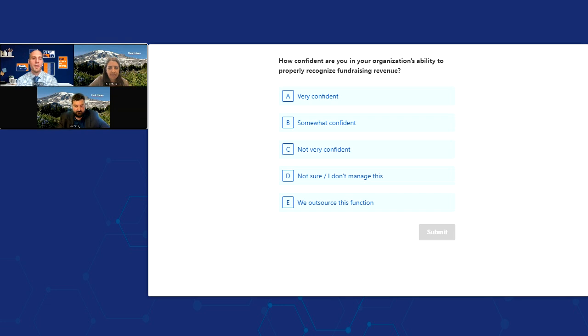And time for our first poll. How confident are you in your organization's ability to properly recognize fundraising revenue? Very confident, somewhat confident, not very confident, not sure, I don't manage this, or we outsource this function. And Joe and Sarah, generally, how confident are your clients in recognizing fundraising revenue?